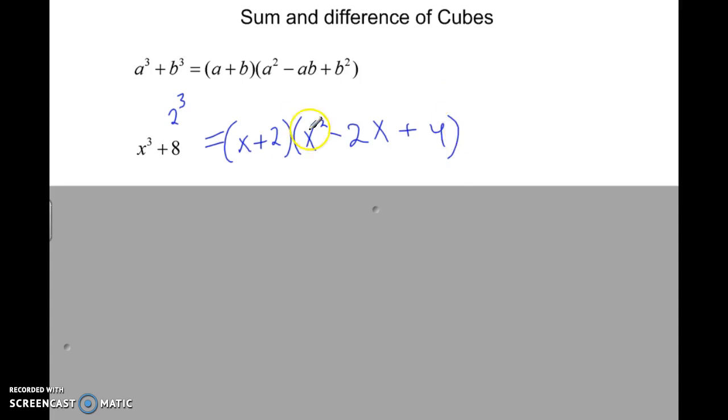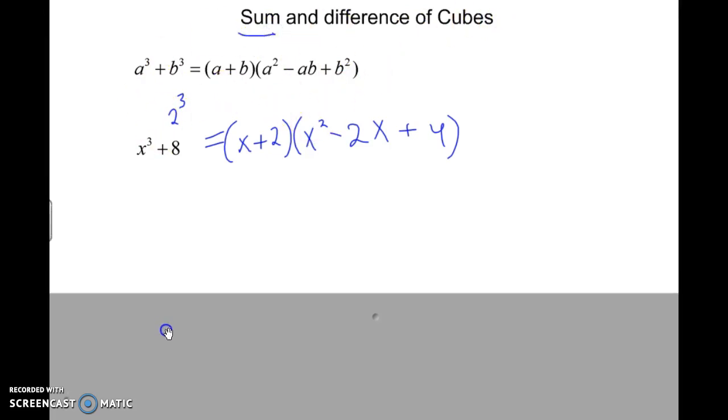And if you don't know difference of cubes, or sum of cubes in this case, it's going to be very difficult to factor this. So I strongly recommend recognizing, and anytime you see third power, I want you to be thinking, maybe it's sum or difference of cubes. So this is the sum of cubes formula. Memorize that.